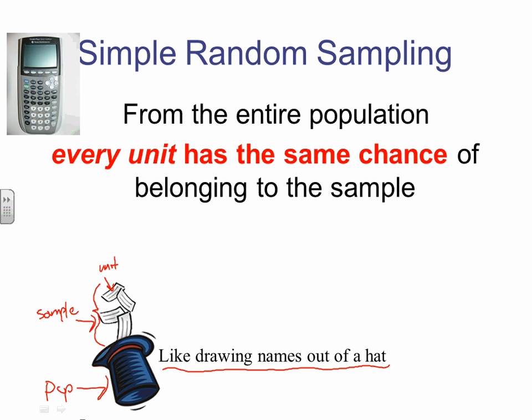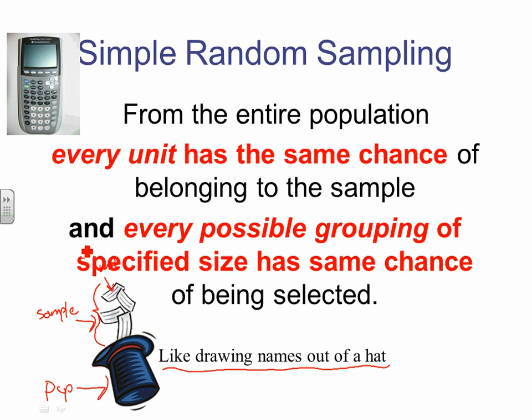We make sure that every unit has the same chance of being selected. So I don't want to say every possible grouping, it's kind of confusing. I'll just say every unit has the same chance of being selected. Names in a hat, pulling out names, equally as likely to grab one name compared to another.